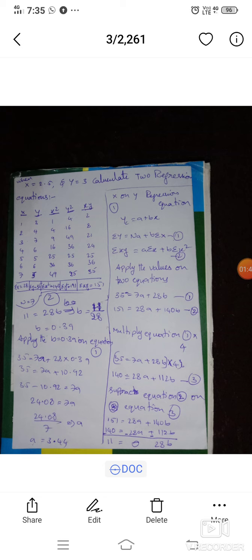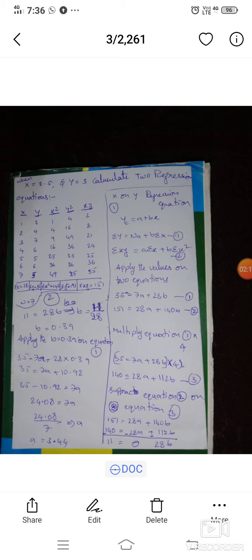Then the x and y products: 1 into 2 is equal to 2, 2 into 4 is equal to 8, 3 into 7 is equal to 21, 4 into 6 is equal to 24, 5 into 5 is equal to 25, 6 into 6 is equal to 36, 7 into 5 is equal to 35. Then we take the totals of all these items.